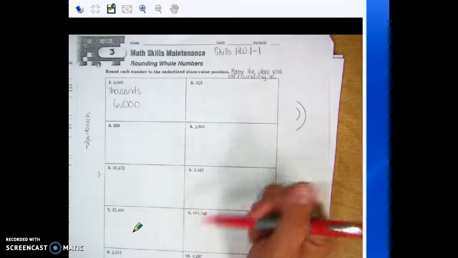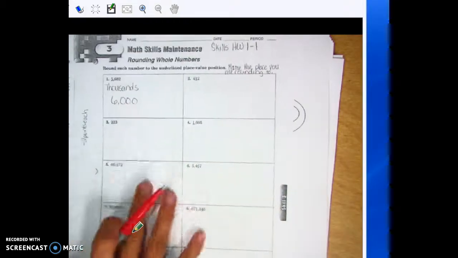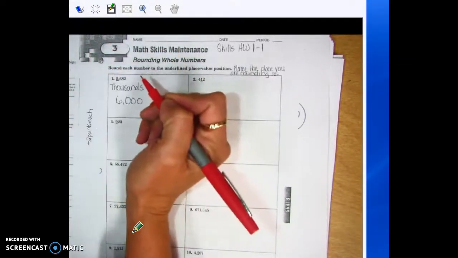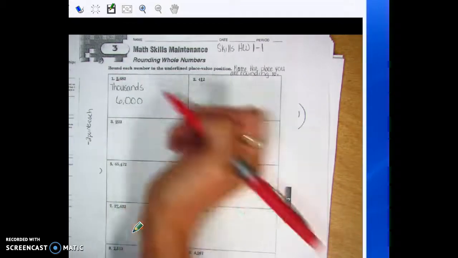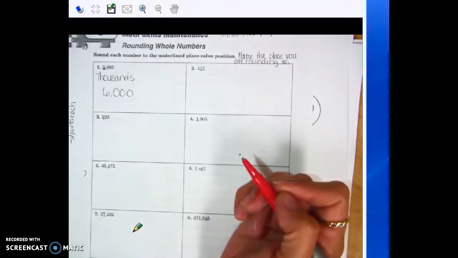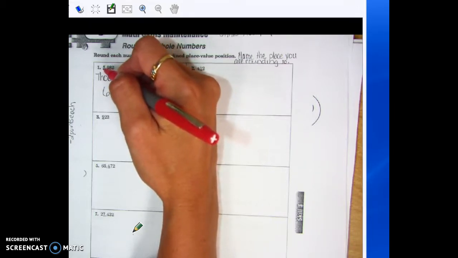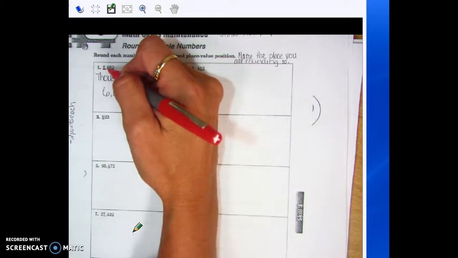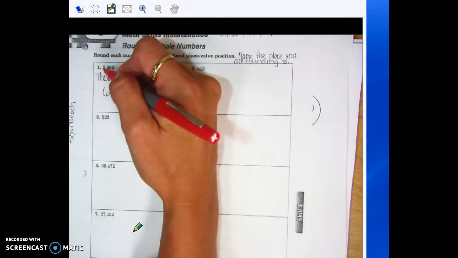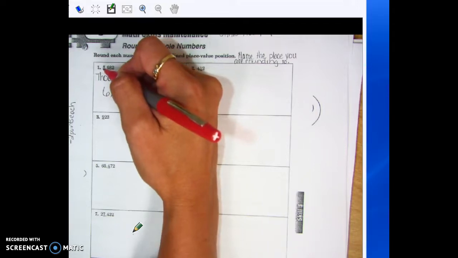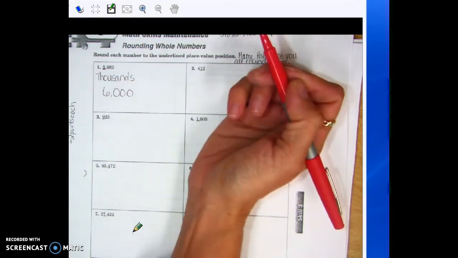On the front, like we talked about in class, you're rounding to the number that is underlined. On this first one, the 5 is underlined, so you're going to tell me that that's the thousands place. Remember to round, you look at the number after it. If it's 5 or more, then you make that number go up. If it's less than 5, then that number stays the same. So that one is more than 5, so it goes up. That made that go up to 6,000.